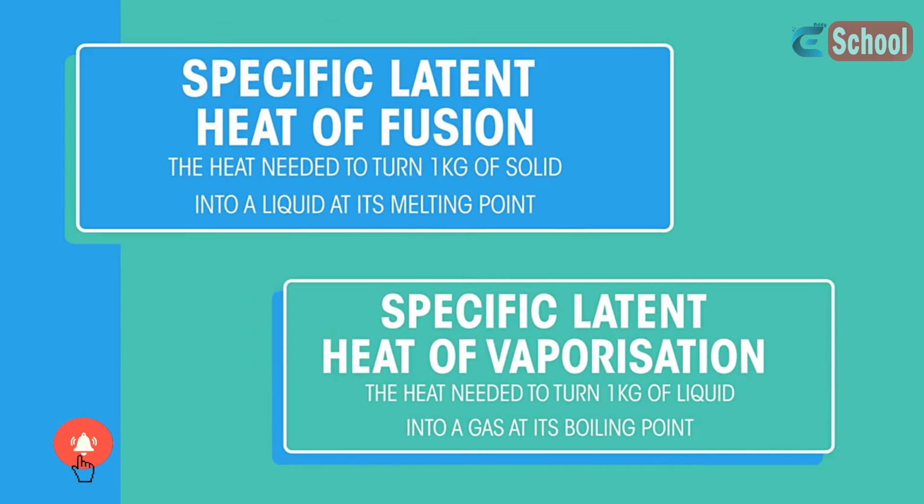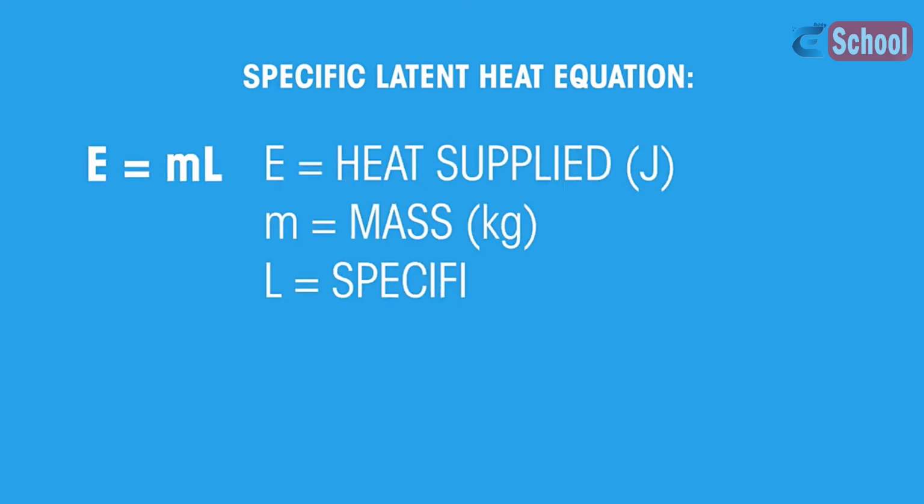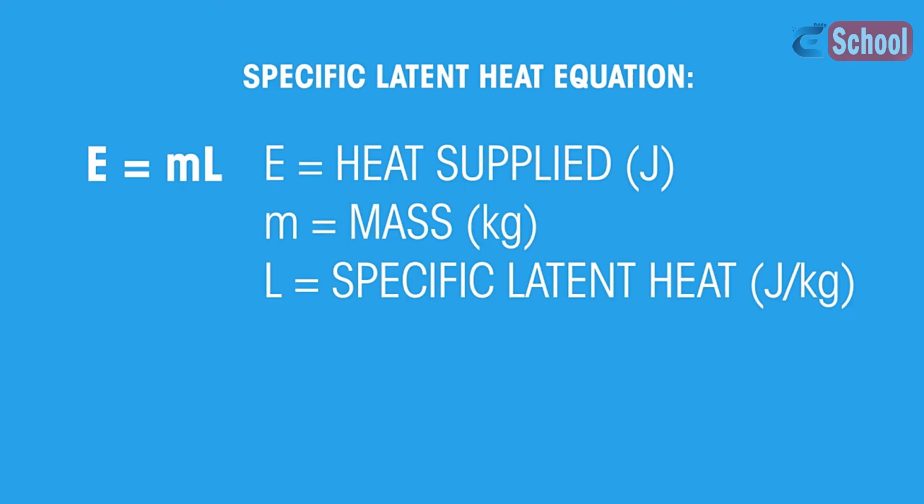Now let's have a look at the maths. To calculate specific latent heat, we use this equation. This formula can be rearranged. The units of specific latent heat are joules over kilograms.